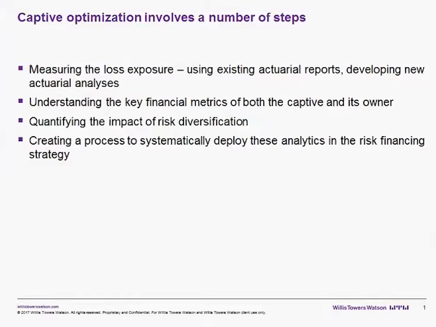Another important piece of the process is understanding the financial metrics of the captive, but more importantly, the risk appetite of the owner. For example, does the owner want to have a bad outcome 1 in 10 times, or a 90% threshold, 2% of the time, 98% threshold, or something different?